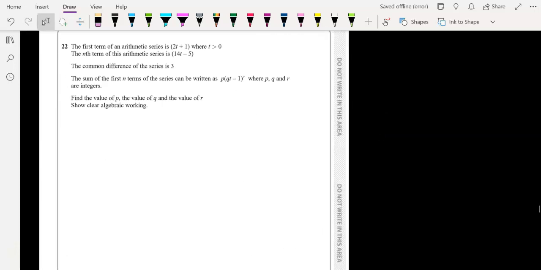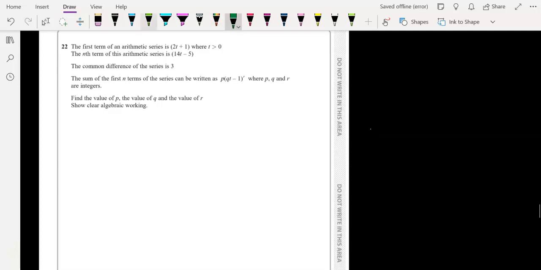The first term of an arithmetic series is 2t plus 1, where t is greater than 0. The nth term of this series is 14t minus 5. The common difference is 3. The sum of the first n terms of the series can be written as p bracket qt minus 1 power r, where p, q, and r are integers. Find the value of p, q, and r.